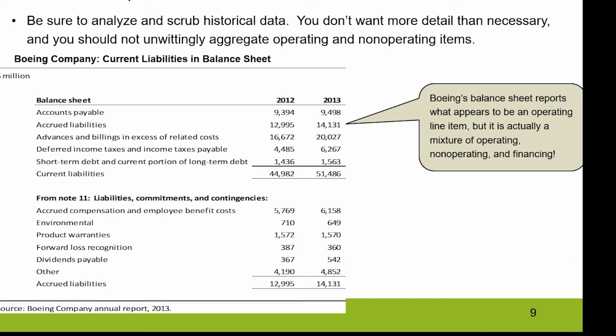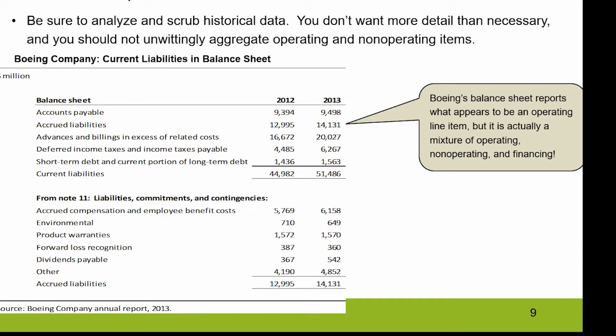They've got deferred income taxes and income taxes payable, like we talked about in the last chapter, short-term debt, and a current portion of long-term debt. So this is the debt that they're paying off in the current year. Now all of those look pretty standard.